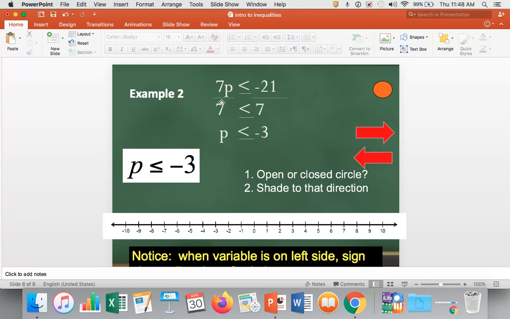Last example, 7p is less than or equal to -21. I divide both sides by 7. I get p is less than or equal to -3. Because it's less than or equal, my circle has to be closed.